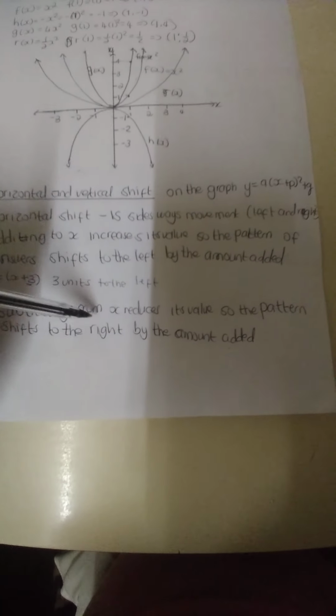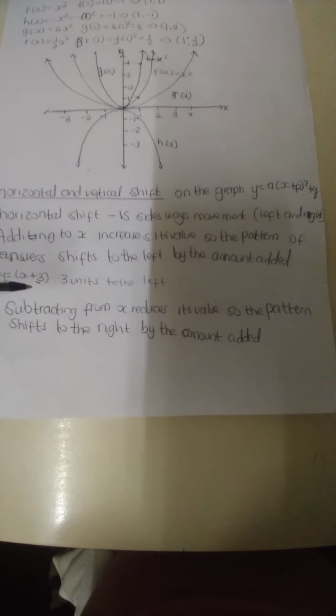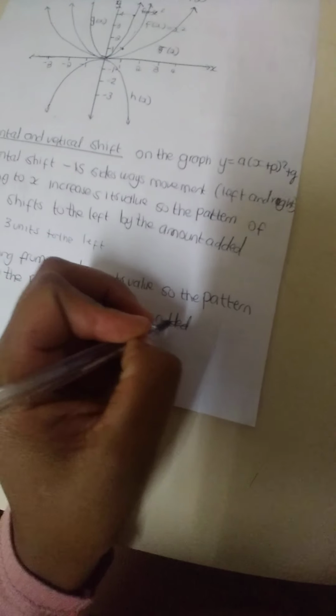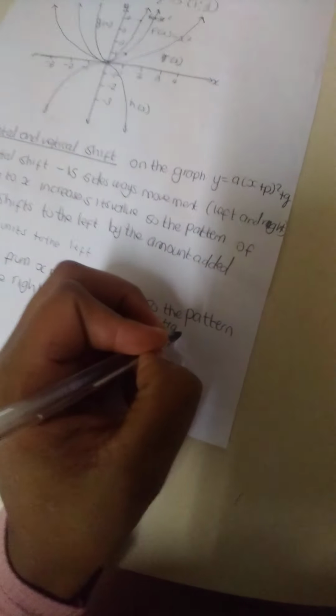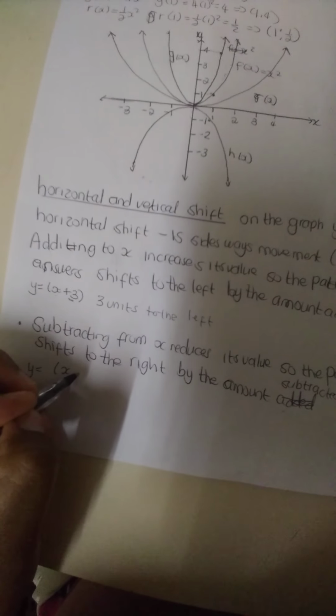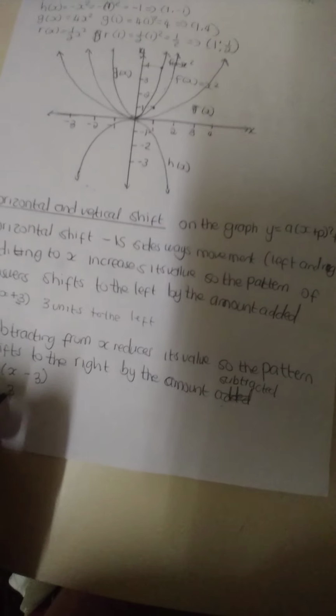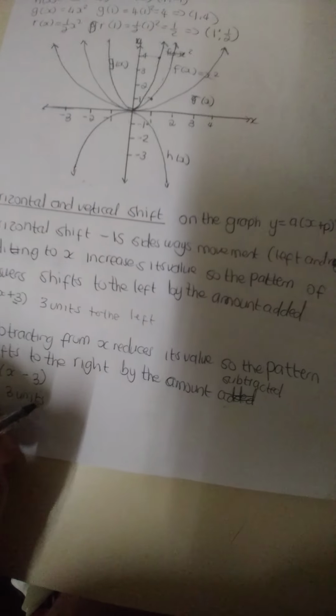And then when subtracting from x, it reduces its value, so the pattern shifts to the right by the amount subtracted. I meant to say subtracted here, by the amount subtracted. I made a typo, my apologies. So we're going to use the same function here. So we have y equals x minus 3. So we subtracted the value 3, so the shifting is to the right, so we're going to have 3 units right.